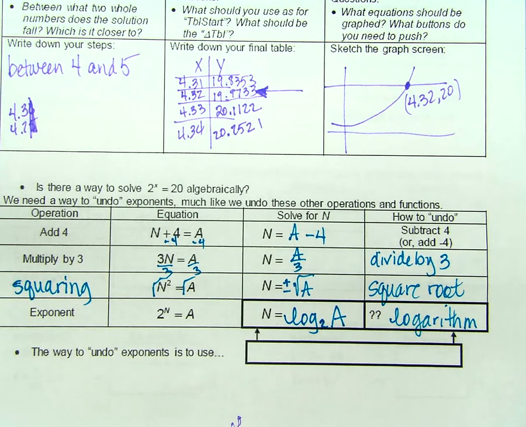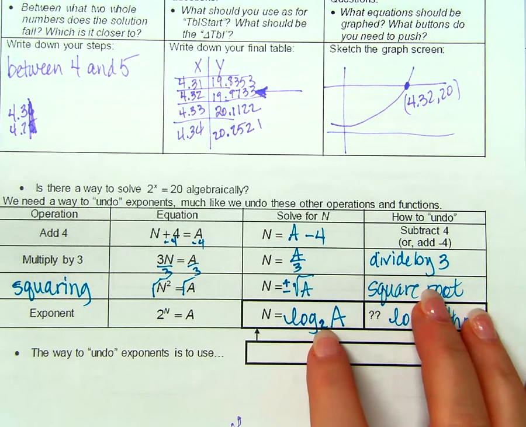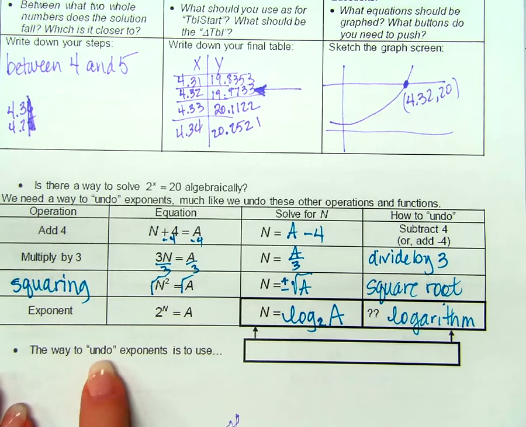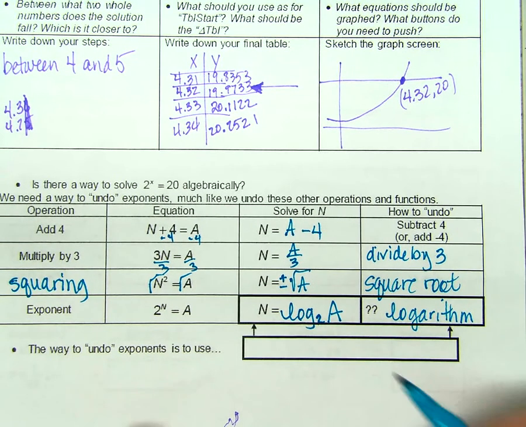On purpose, I wrote that 2, little baby 2, lower than the rest. If we were in computer class, what would that be called? Subscript, right? Isn't that a subscript? That's what I want you to think of when you're writing that. It needs to be lower and it needs to be smaller. So the way to undo exponents is to use what?